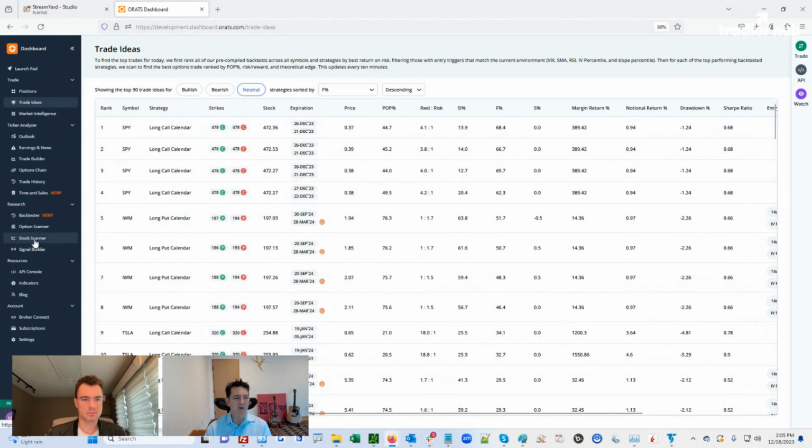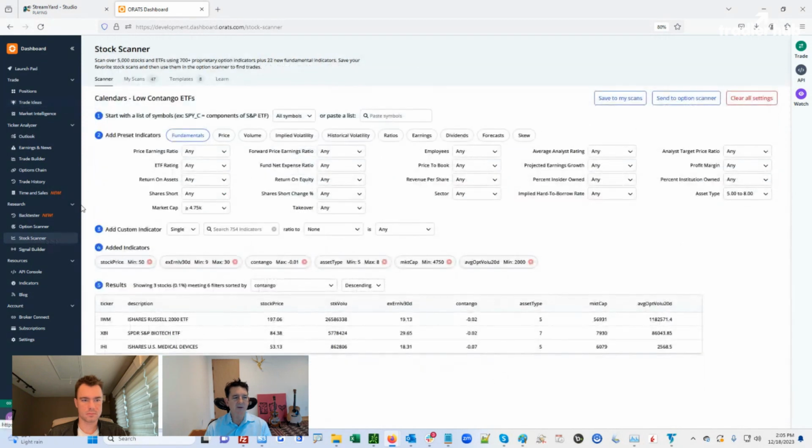So another thing we could do is go find the best stocks or ETFs for a calendar. So when you're doing a calendar, you're buying the back month and you're selling the front month, and you want to sell kind of a high front month compared to the back month.